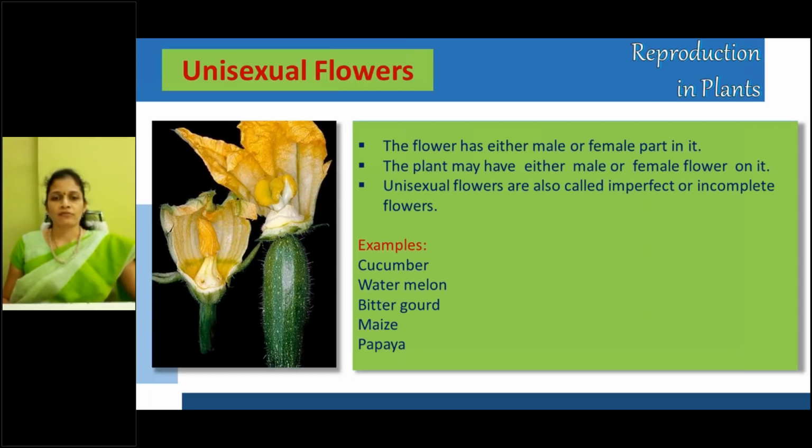The plant may have either male or female flowers on it. These unisexual flowers are also called imperfect flowers or incomplete flowers. Let us see the examples: watermelon, bitter gourd, maize, papaya. In our next slide, we see the pictures of bitter gourd, maize and papaya flowers.